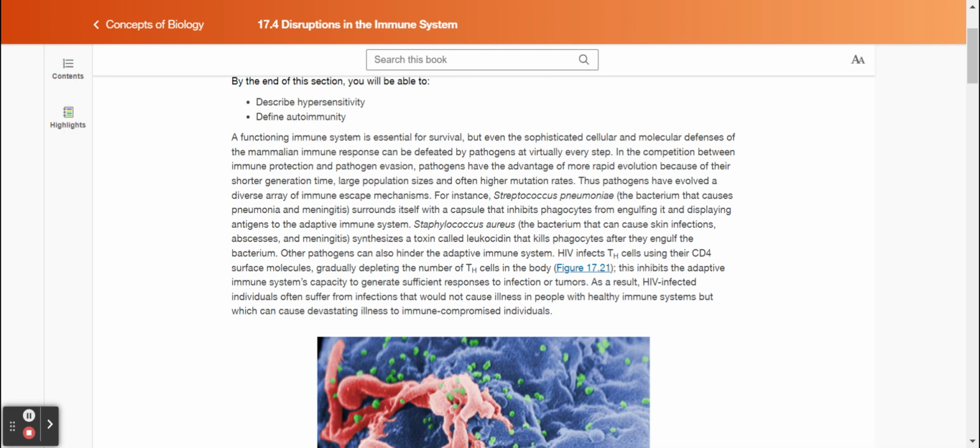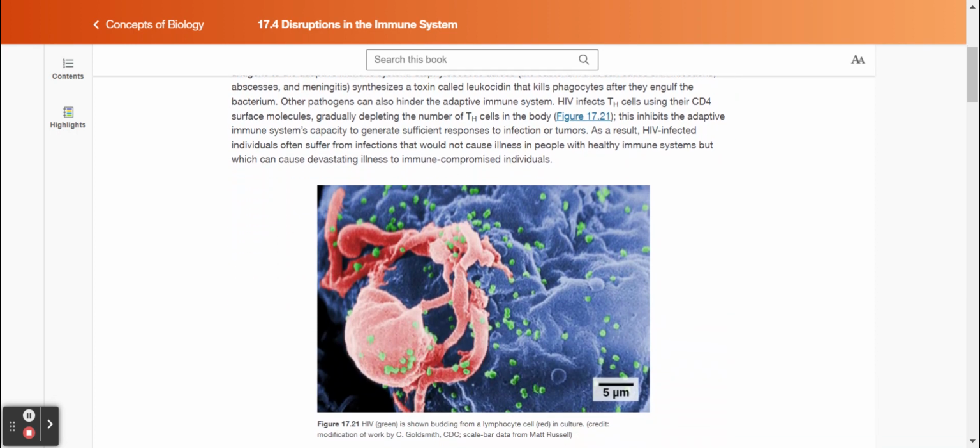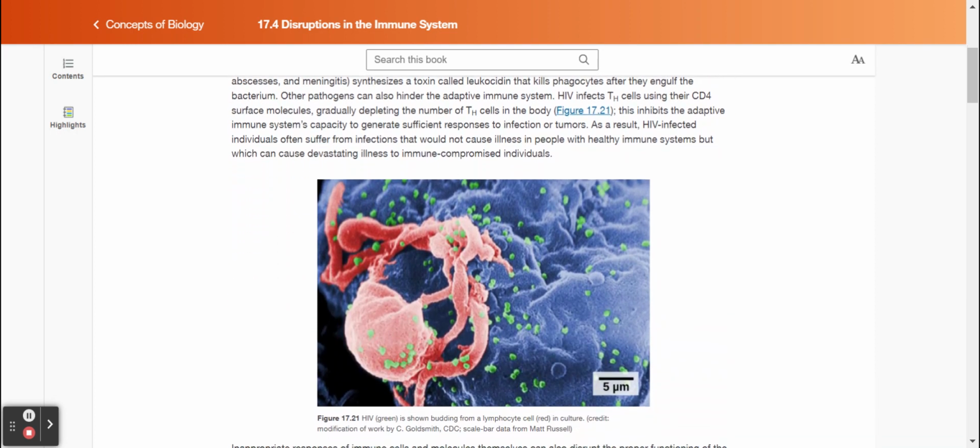Other pathogens can also hinder the adaptive immune system. HIV infects helper T cells using their CD4 surface molecules, gradually depleting the number of helper T cells in the body. This inhibits the adaptive immune system's capacity to generate sufficient responses to infection or tumors. As a result, HIV-infected individuals often suffer from infections that would not cause illness in people with healthy immune systems, but which can cause devastating illness to immune-compromised individuals.